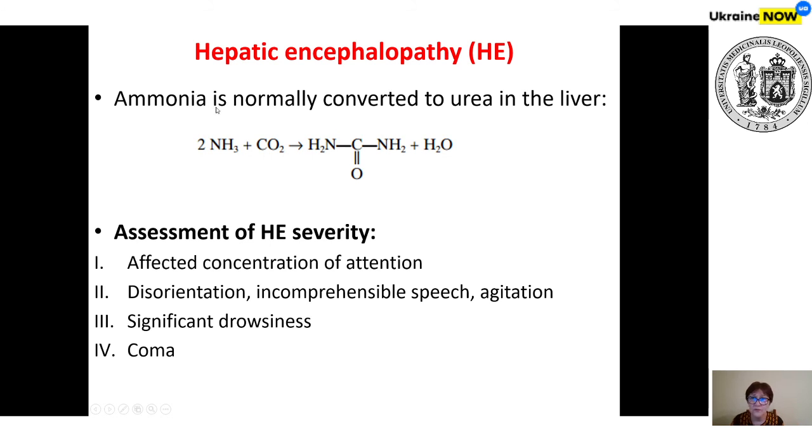Normally, ammonia is converted to urea in the liver. Scales of severity of hepatic encephalopathy. There are 4 degrees. The first one is affected concentration of attention. The second, disorientation, incomprehensible speech, agitation. Stage 3 is significant drowsiness, and 4 is coma.